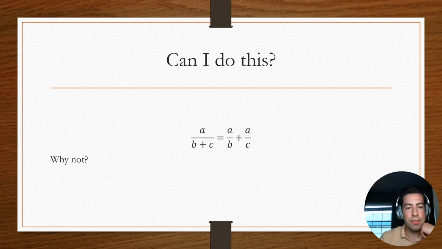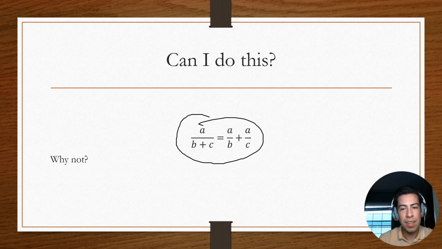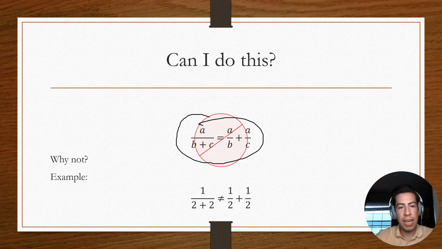Now let me ask you this. Can I do this? Can I split up the denominator? Actually think about it, and see if logically you can prove to yourself why. So the answer is no. You cannot split up the denominator and add them together like that. And you might be wondering why. Well, let me show you.